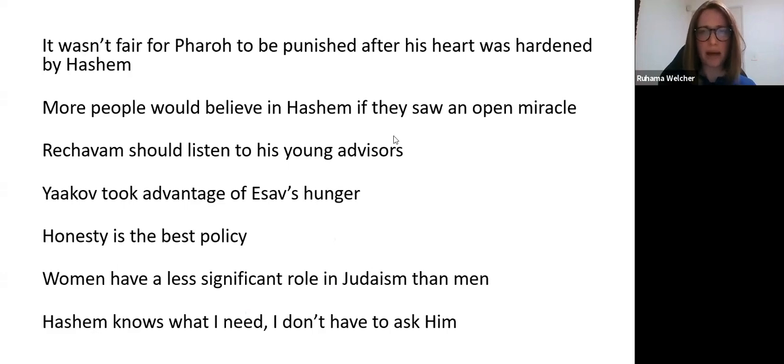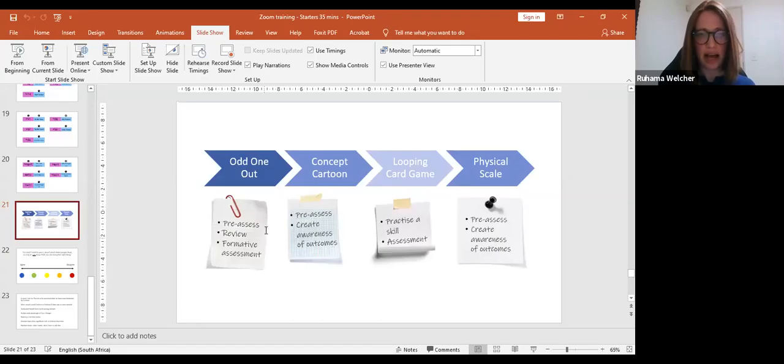So let's just quickly go back and talk about the 4 things. I just want a quick summary, here we go, the 4 things. So we have our odd one out, which is to pre-assess, review, formative assessment. I'm not actually going to go through these because we're now running late. Odd one out. We've got the concept cartoon, which character do you agree with and why? We've got the looping cards game to practice the skill, best with words, can work with any closed questions, but best with words. And we've got our physical scale, agree or disagree and justify your opinion.